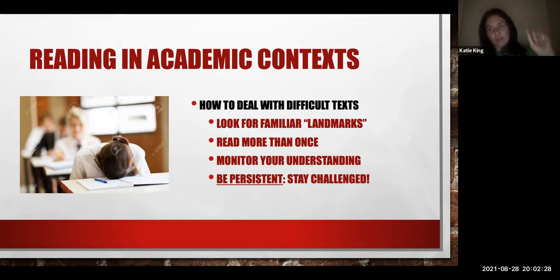I also leave notes in the margins, right? Whether it's I understand, I agree, I disagree, what the heck does this mean? What's this person talking about? What's this historical event that they're referencing that I don't really know a lot about? And then I go look it up, right? And then I reread in context. And be persistent, stay challenged.